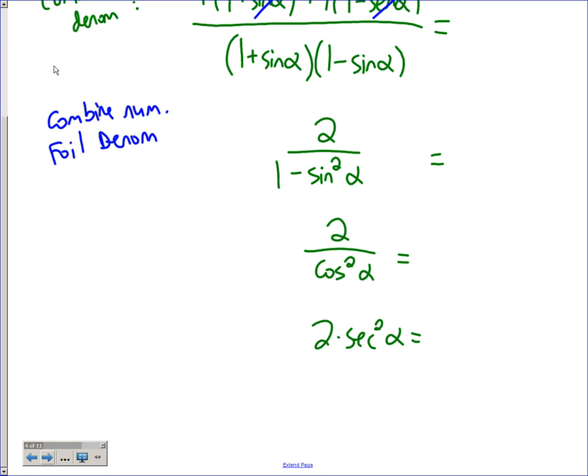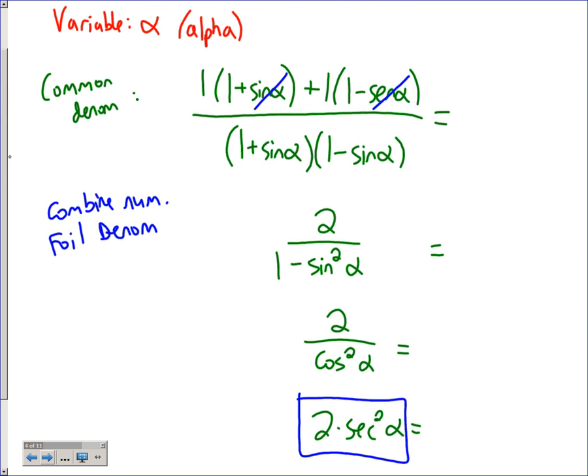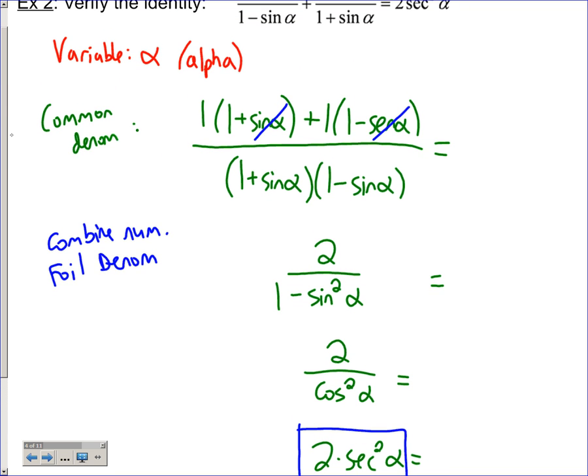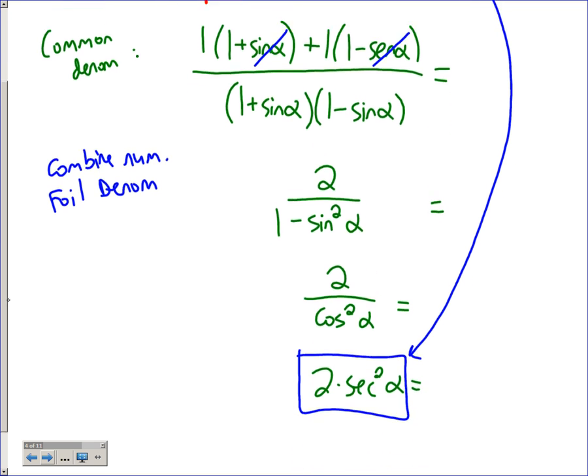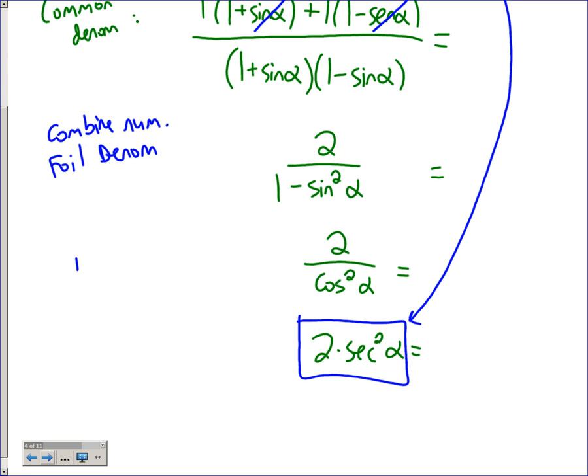And that is going to be equal to what we started with on the right-hand side. Right, 2 secant squared alpha. Okay, so it cut off a little bit, but using our reciprocal identity.